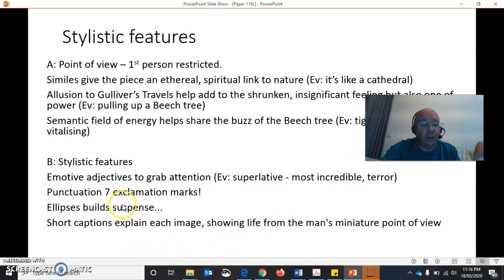Punctuation, also seven exclamation marks throughout the whole text, so it's a very hyperbolic tone and hyperbolic use of stylistic features. The ellipsis that goes on builds the suspense. We're waiting to see what happens. The ellipsis makes us pause and wait. And also very, very short captions that illustrate what's going to happen in the movie, like a snapshot of the movie.